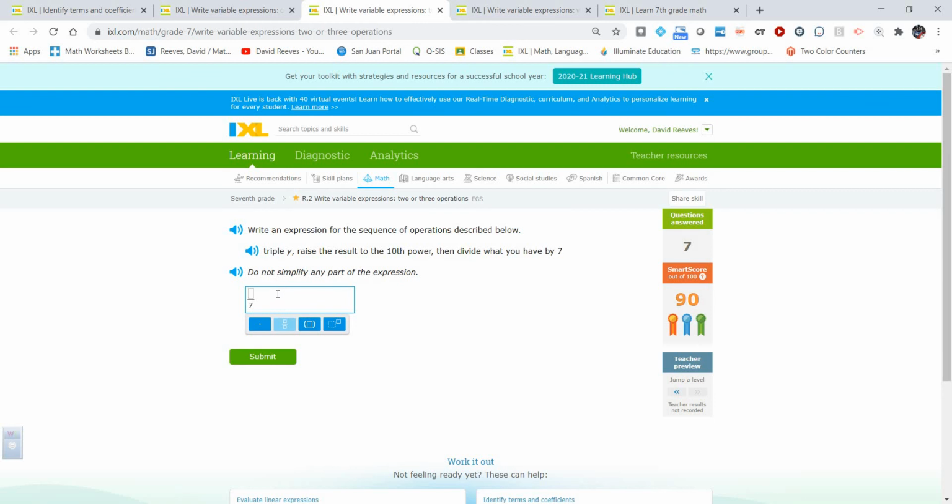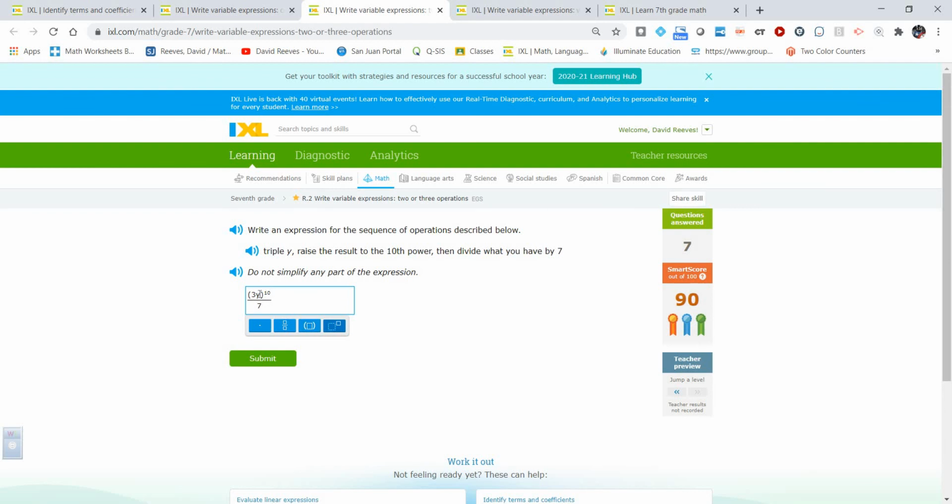I'm going to triple y. Triple means times 3. So I'm going to put parentheses, and I'm going to put 3y. And why did I put parentheses? Because I knew I was going to have to raise this top part. Come on, just get the top part here. Maybe I can't get just the top part. Can I get just the top part? There we go. I knew I needed to raise that to the 10th power. Okay, triple y, there it is, raised to the 10th power, there it is, then divided by 7.